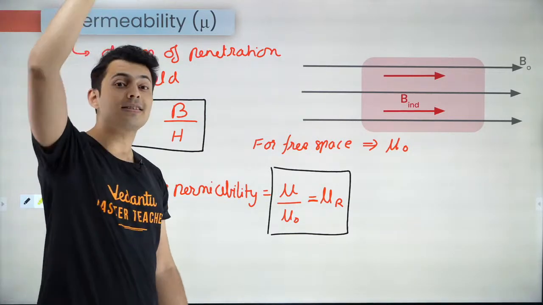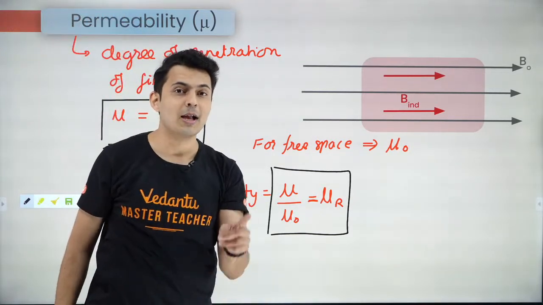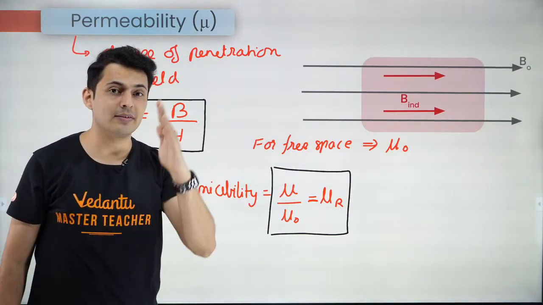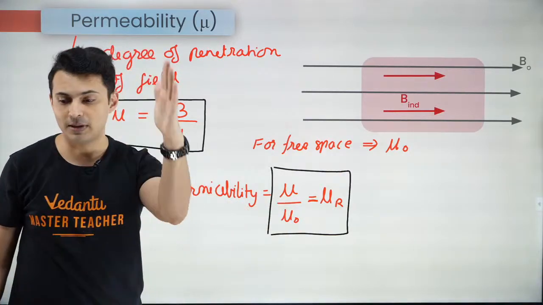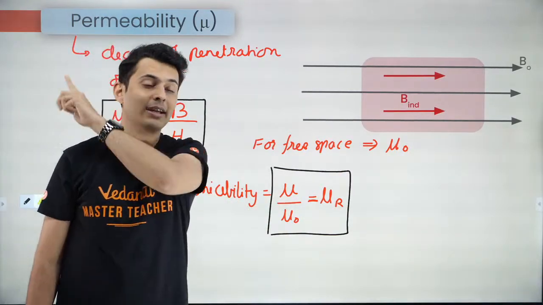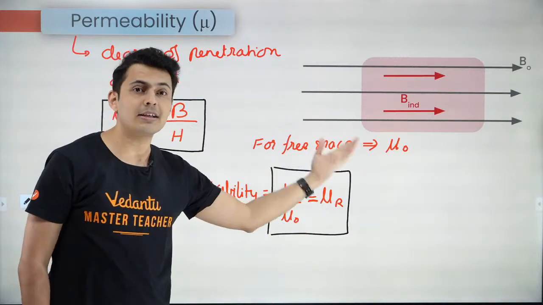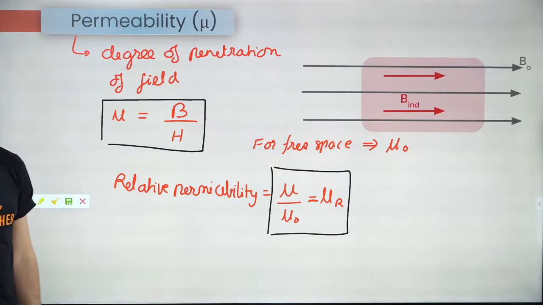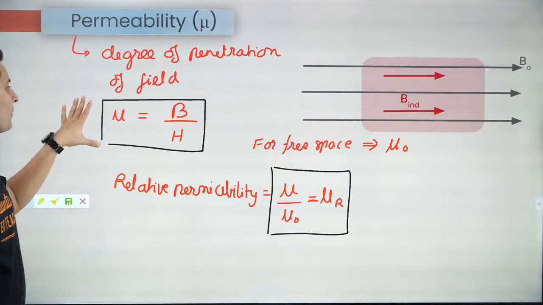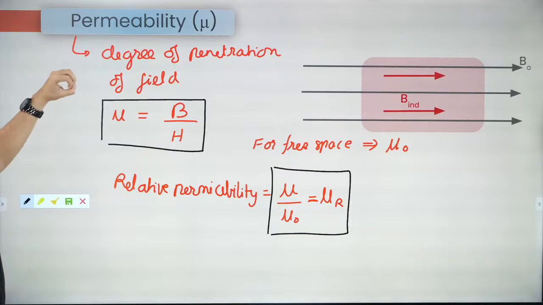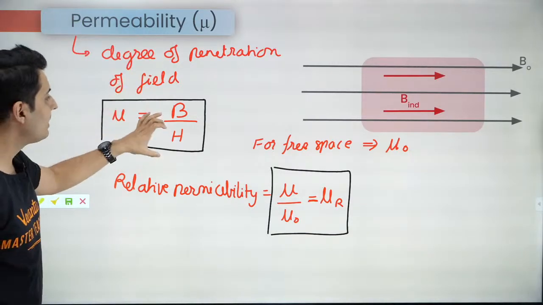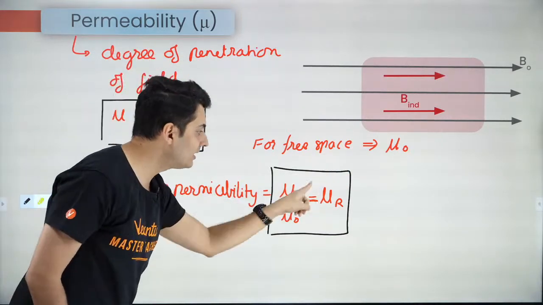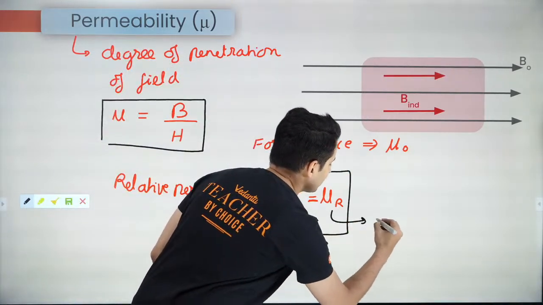Permittivity is different. Permittivity is for the electric field. Permeability is for the magnetic field. Remember that. Dielectric constant is for the electric field. Relative permeability is for the magnetic field. I hope this is clear. So the degree of penetration of the field is given by permeability. It is B by H, and for free space it is mu naught. So their ratio is going to be dimensionless. Remember that.